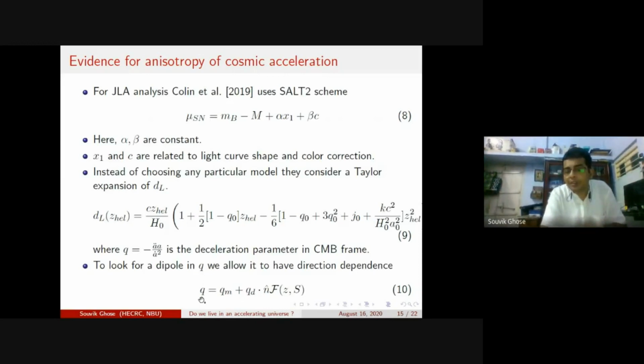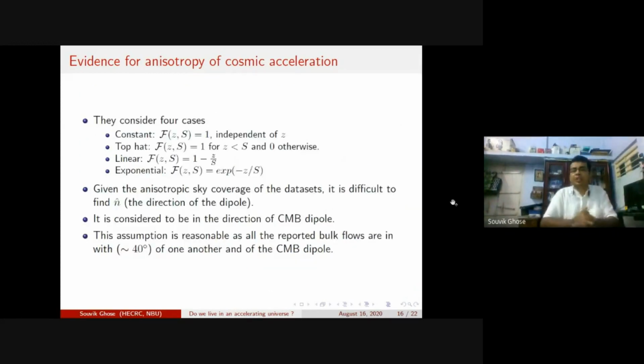The parameterized Q looks like this. This is the monopole term, talking about the standard acceleration or deceleration. And this is the dipole term, which is not considered in fitting standard models of cosmology with the data. This is something new. They consider 4 cases.